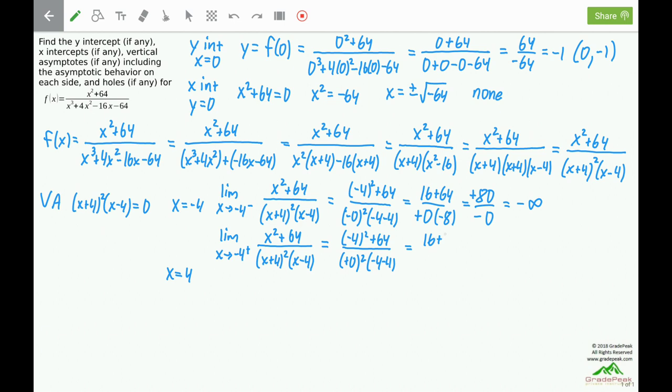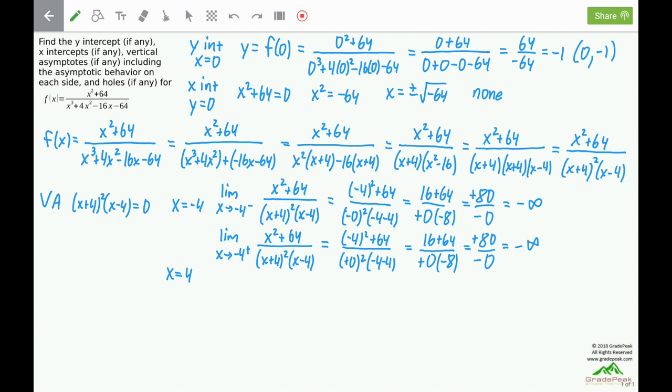Negative 4 squared is 16 plus 64, divided by positive squared is positive, 0 squared is 0, minus 4 is negative 8. 16 plus 64 is an 80. Positive times negative is negative. 0 times 8 is 0. The 80 in the numerator is a positive. Positive over negative is negative. Non-zero over 0 is an infinity.